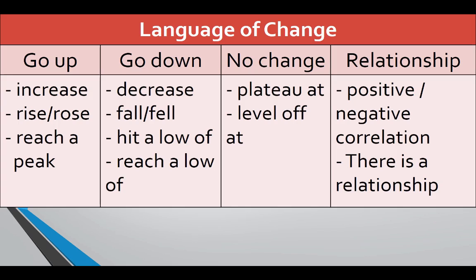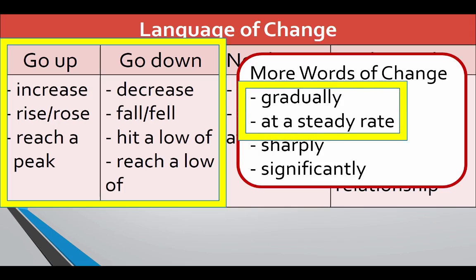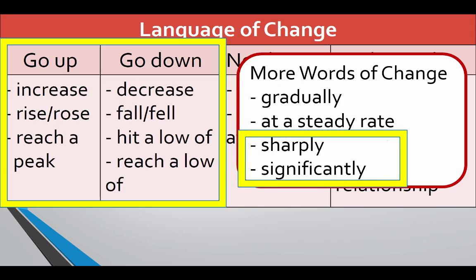Speakers sometimes add adverbs or phrases to change the speed of going up or down, like gradually, at a steady rate, sharply, significantly, to show you how sudden or not sudden the change is. Gradually and a steady rate do not show sudden change, while sharply or significantly do.